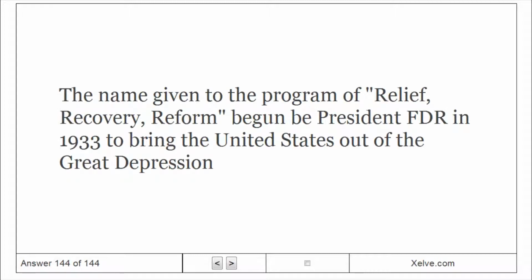New Deal. The name given to the program of relief, recovery, reform, begun by President FDR in 1933 to bring the United States out of the Great Depression.